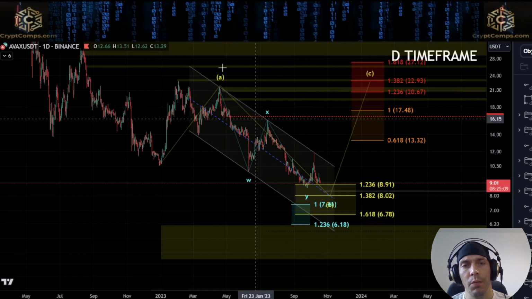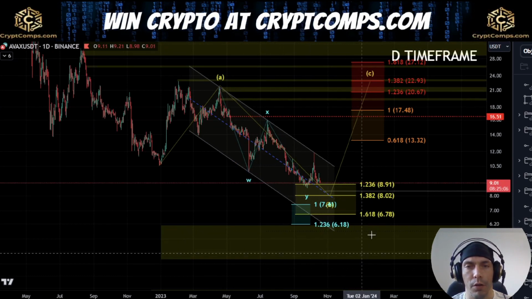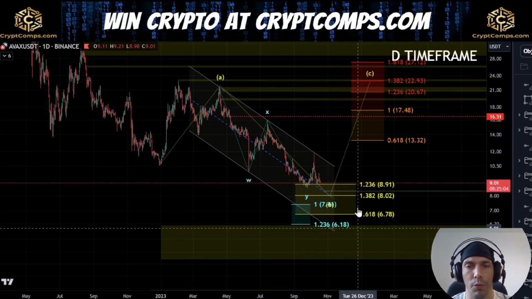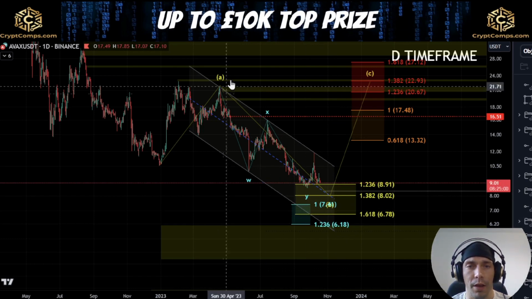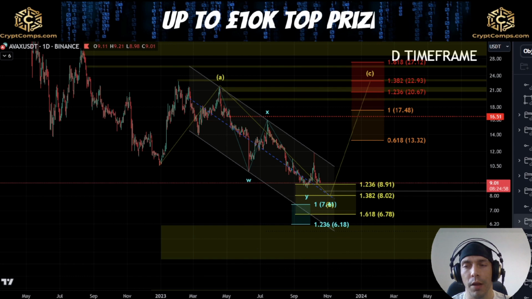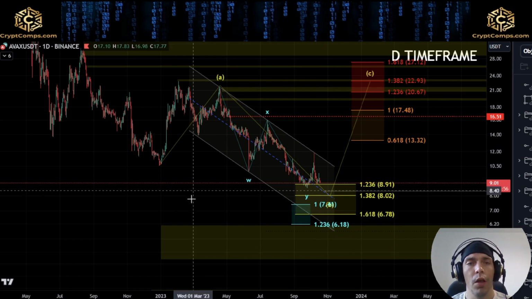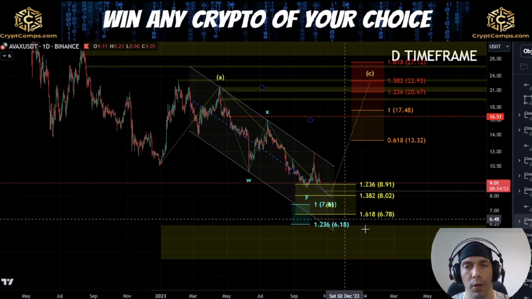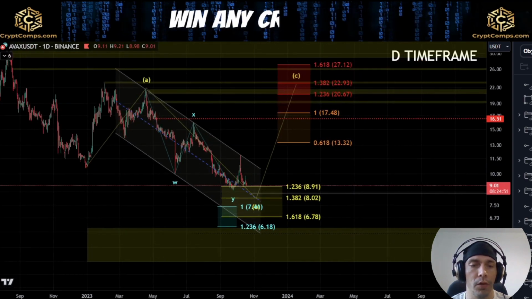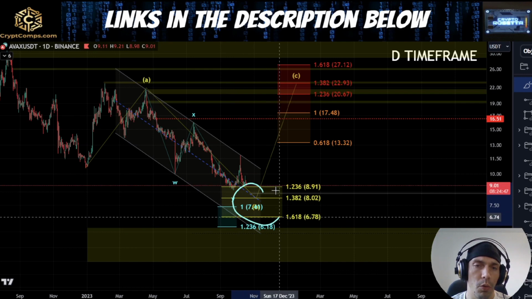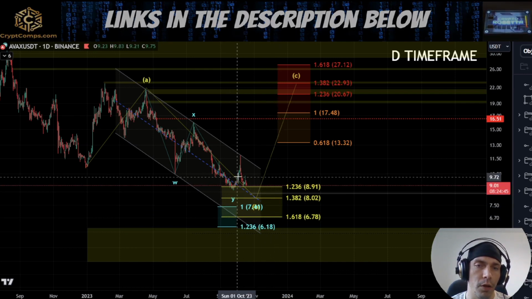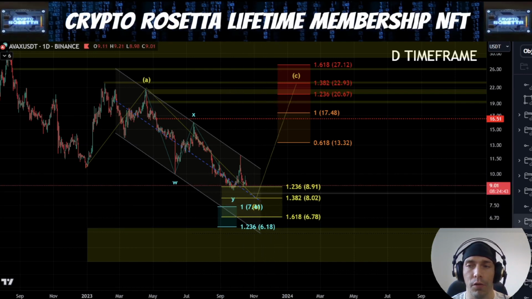That would then look to invalidate the idea of this becoming a diagonal if we move down into these lower target areas, and this would make it more likely that either this is a flat or we're following the corrective count, which we're going to go over in a second. So within this idea of a flat, what we're looking for is support to come in this yellow box, and then to see a 5-wave move to the upside. So I'm going to be watching this level.